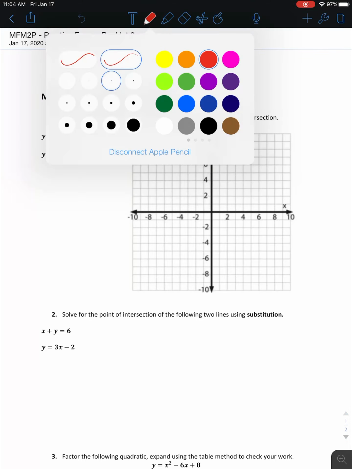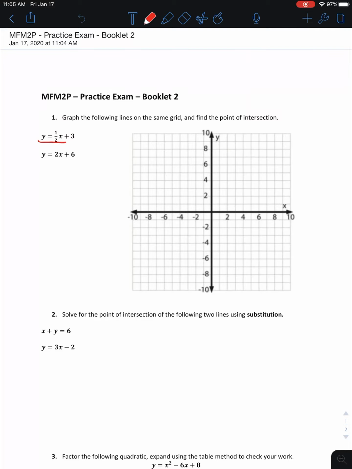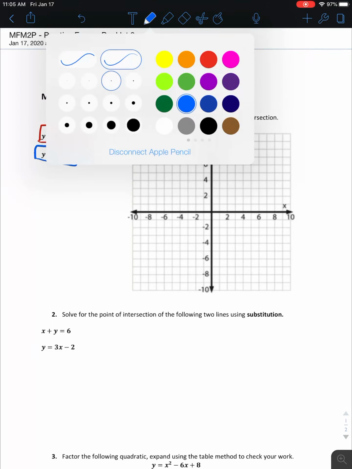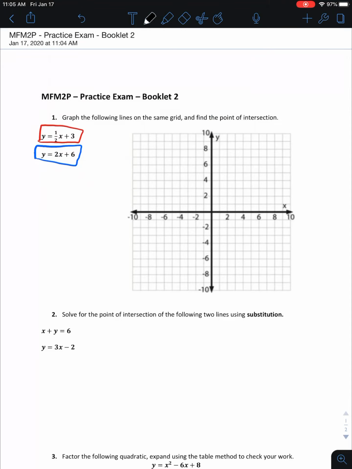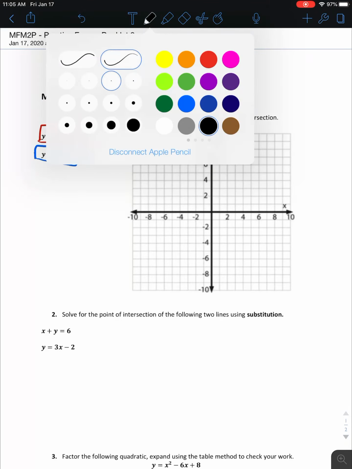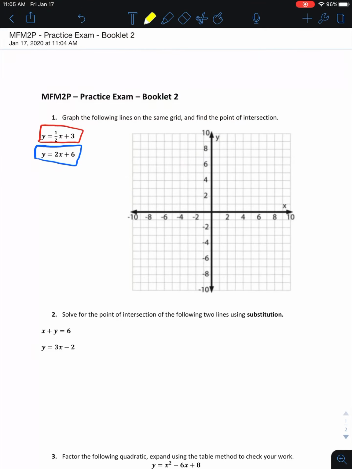Okay. You got two lines here, right? I'll do the first one in red, and I'll do the second one in blue. Okay. So then there's two pieces of information when you do questions like this, right?